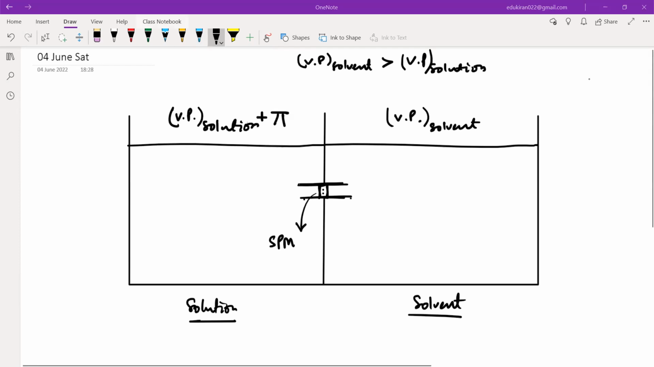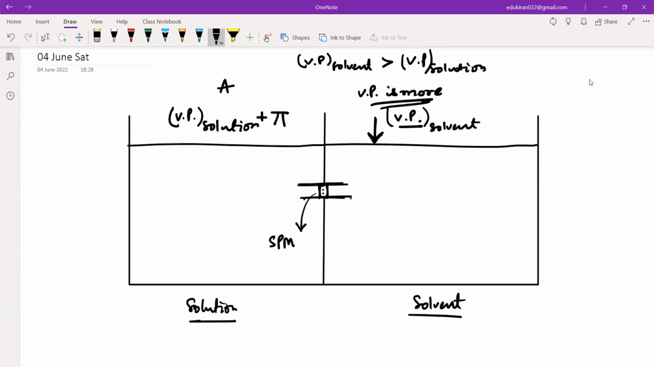Now see, we have already seen that at this part, this vapor pressure is more, correct? That means there will be some pressure applied here which will be greater than this area. This is A and this is B. So in the A compartment we have some pressure, and in the B compartment we have a pressure which is a bit higher than that of the A compartment.